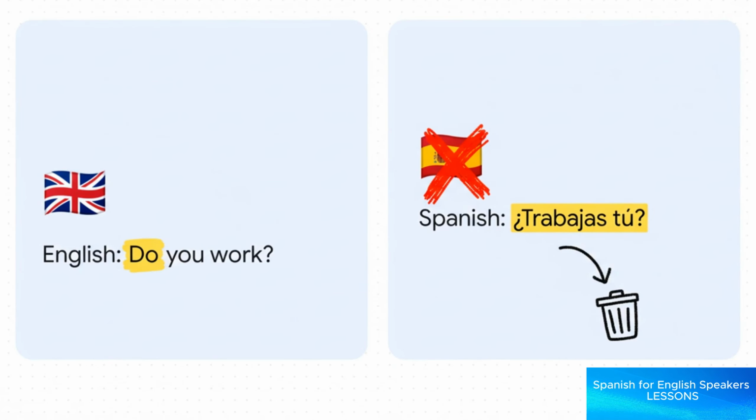And here it is, the auxiliary verb do. In English, we need it constantly. Do you work? Does she like it? In Spanish, you get to just throw it out completely. The main verb already has all the information you need, so you just say trabajas or trabajas tú. Using the verb hacer here is a dead giveaway of an English speaker. So the rule is simple. No do, no does. Ever.